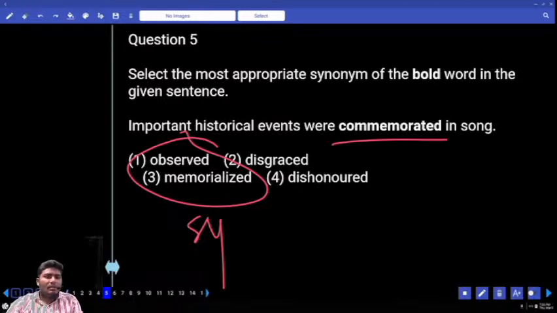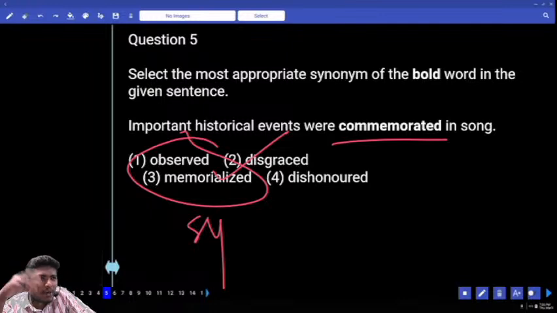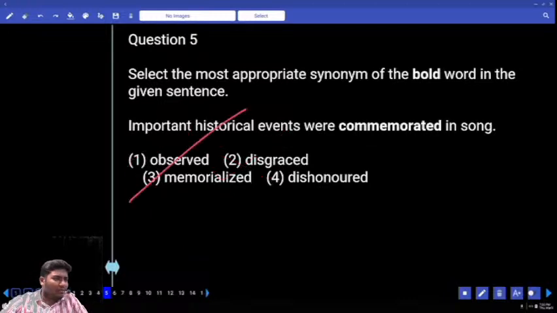In the context, observed is nothing but something which you celebrate. For example, the national day is observed in the name of somebody. That means like commemoration only. Memorialization is also commemoration only. Both of them are synonyms, but in the context, which one is possible? Important historical events were commemorated in song. What do you mean by that? Commemorated in the sense the important national events are all memorized in your minds only through the songs. That is the meaning of the word commemoration here. So memorialized is the answer.